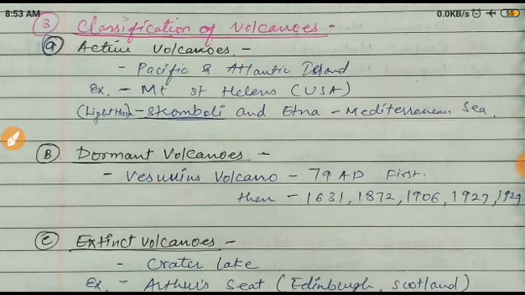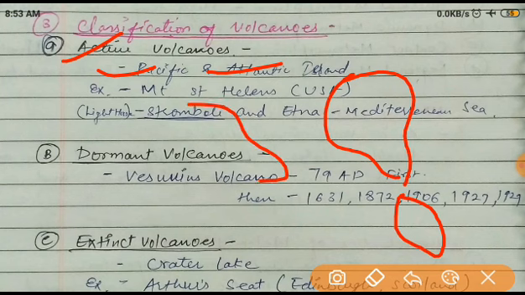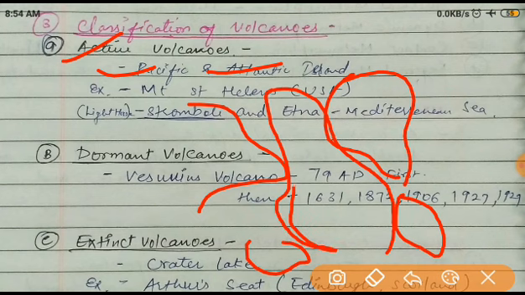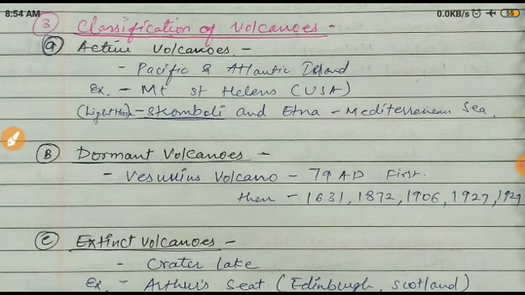Now let's see their examples. In active volcanoes, there are the Pacific or Atlantic islands. It is also the Ring of Fire. If you see in the book, there is North America, South America, here it is Asia and then Australia. So this complete area is in the Ring of Fire. If you see on the map, it is in between North America, South America, Asia and Australia. So this is called the Ring of Fire, and this is also the Pacific Ocean. And here, in between, this area is the Atlantic island. Okay. So this is Pacific and Atlantic.